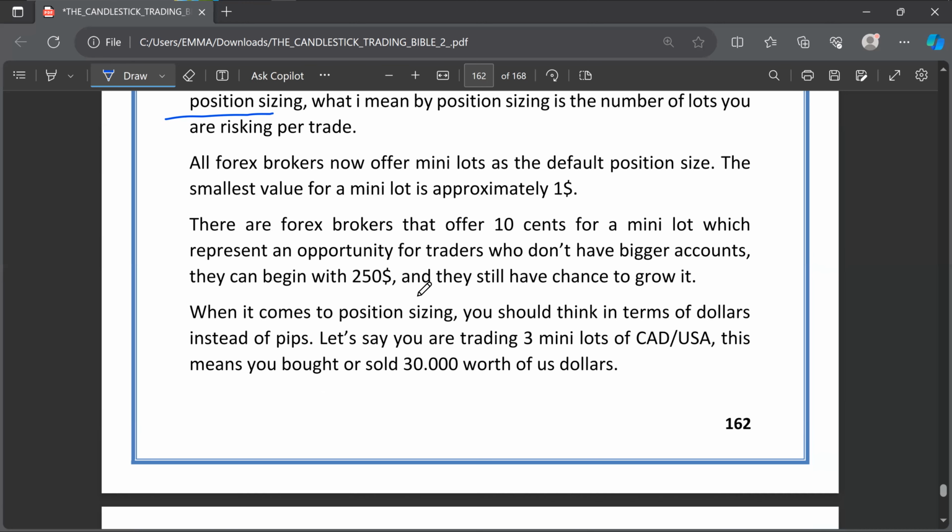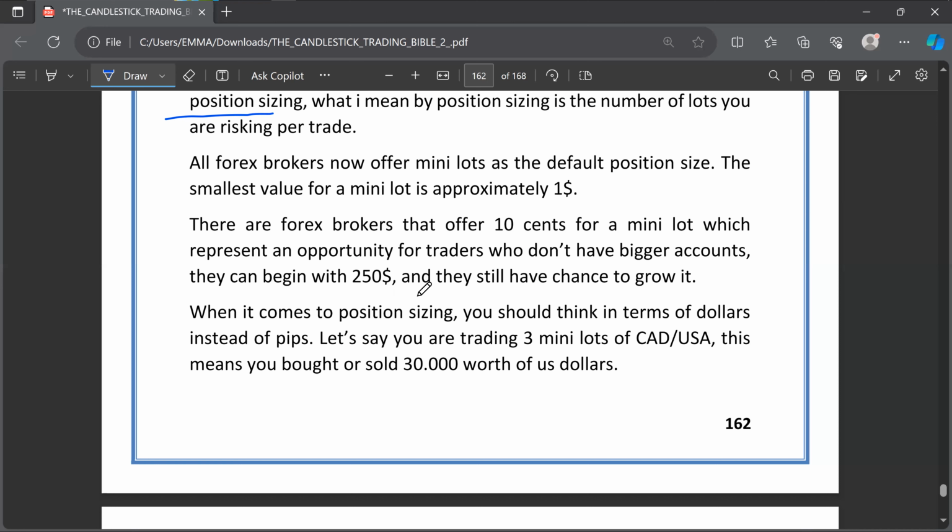We also introduce you to what pips are in the basic lessons, the basic videos. This is an intermediate class, so I'm not going to waste time trying to put one level into another. You watch the basics of forex trading, and then you come to the intermediate, and then advanced. So that is it. Now, when it comes to position sizing, you should think of it in dollars instead of pips.